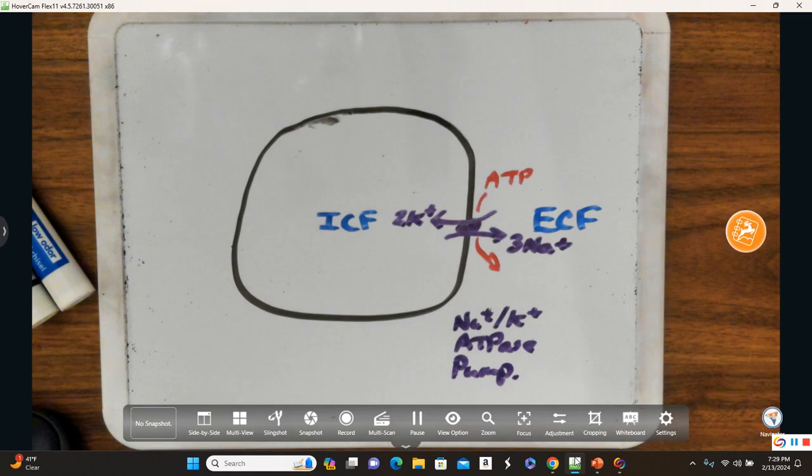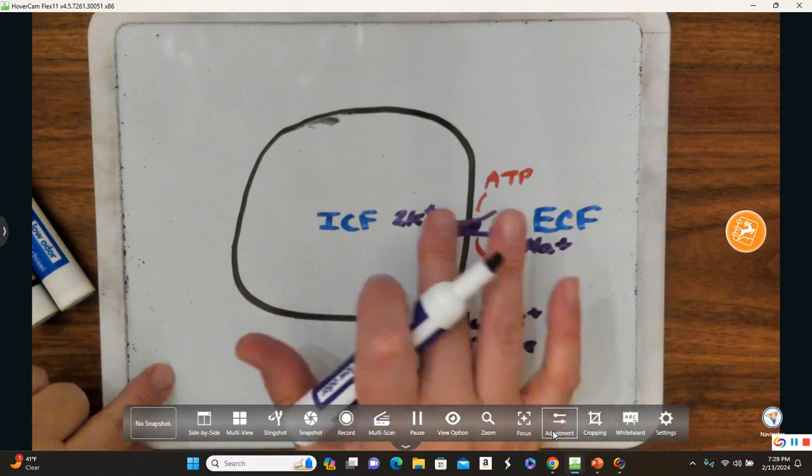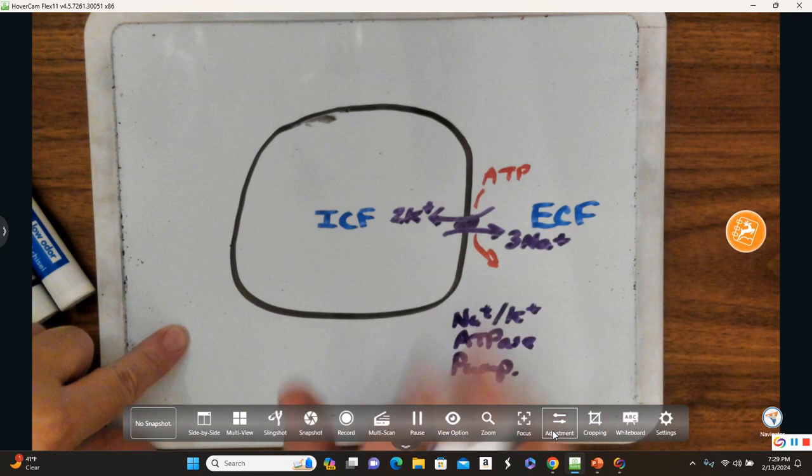Now, this is a primary active transport protein, okay? And it's the most important. But let's go a little bit further. This is how it works: 2 potassiums in, 3 sodiums out, for every molecule of ATP that I give it. Good.